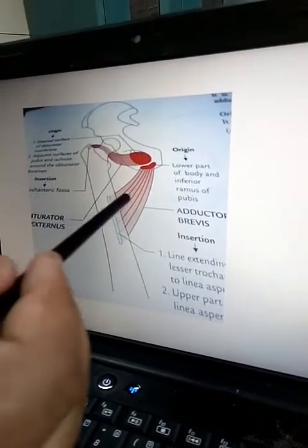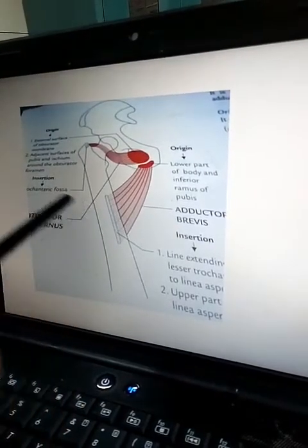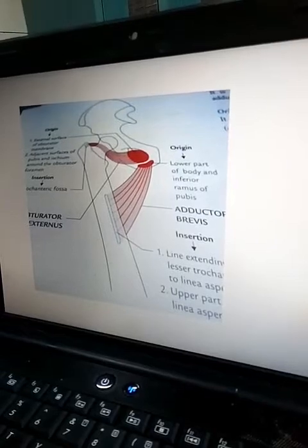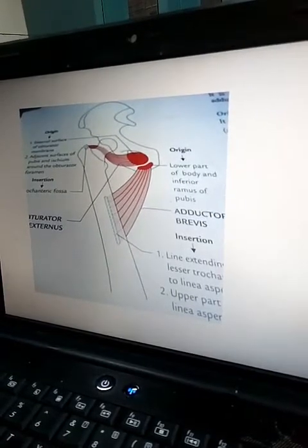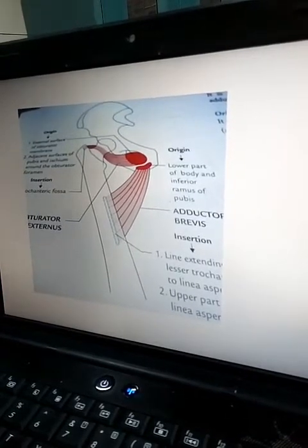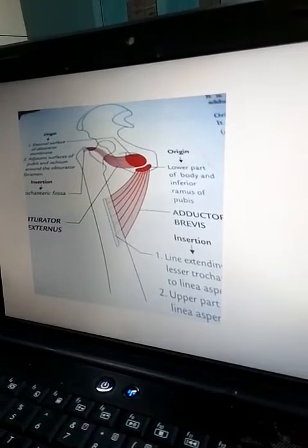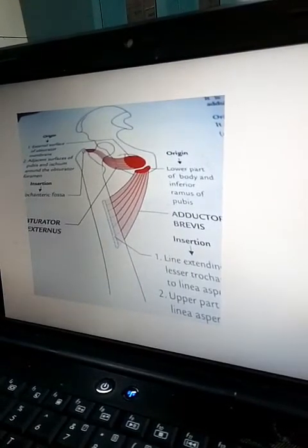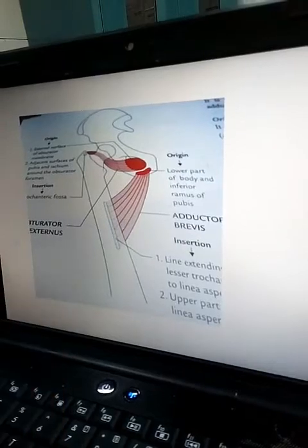It is usually supplied by the anterior division of the obturator nerve, but occasionally it may be supplied by the posterior division of the obturator nerve. Now action, it adducts the thigh at the hip joint. That was the adductor brevis.